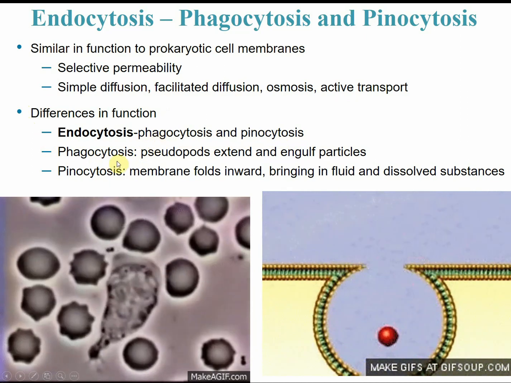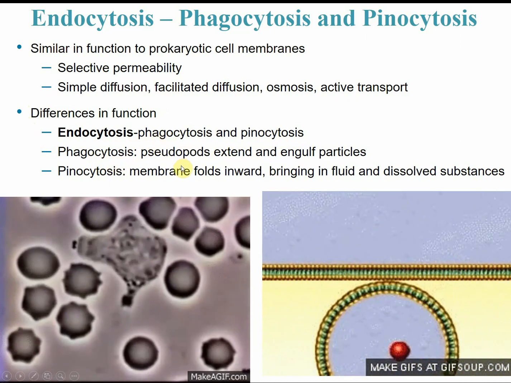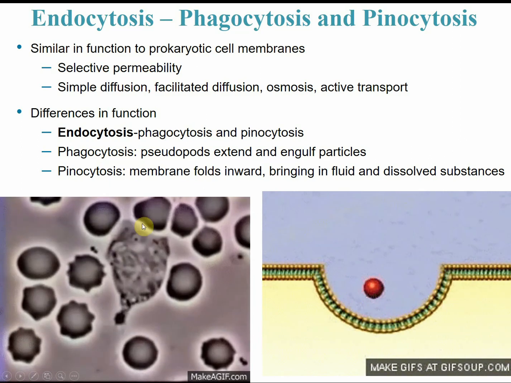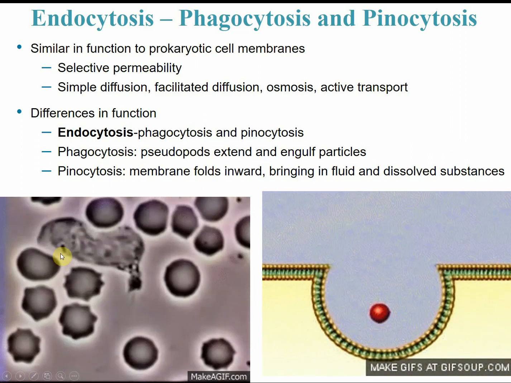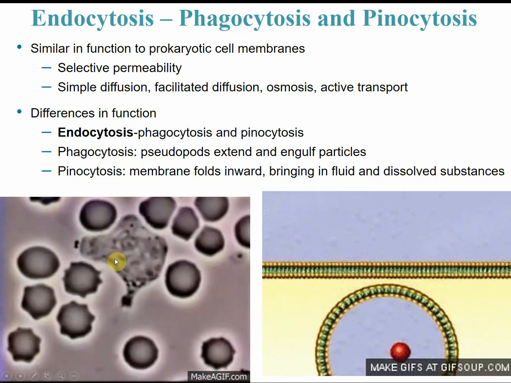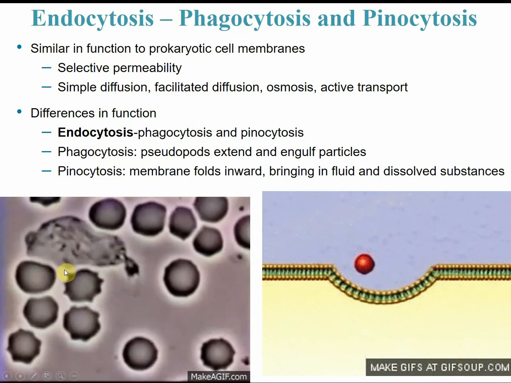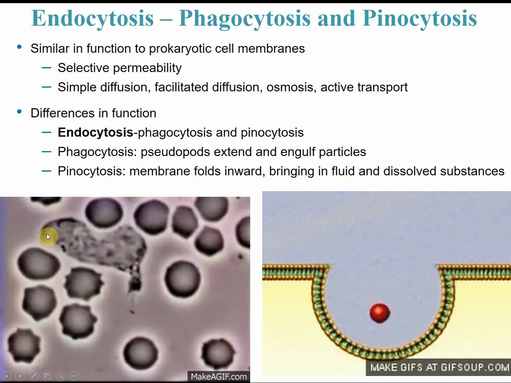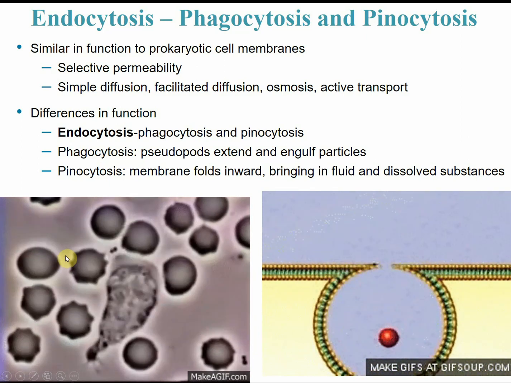With phagocytosis, pseudopods, or extensions of the cell membrane, reach out, wrap around and engulf a particle or another cell. This is an actual picture of an immune cell, a macrophage in your immune system, chasing a bacterial cell. It reaches out and then swallows it whole.